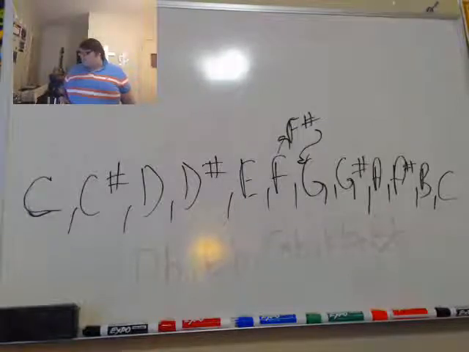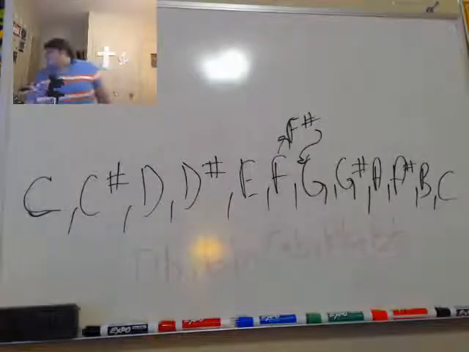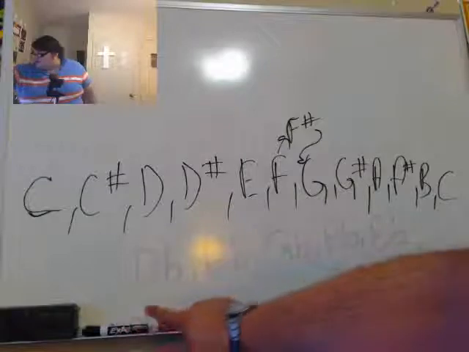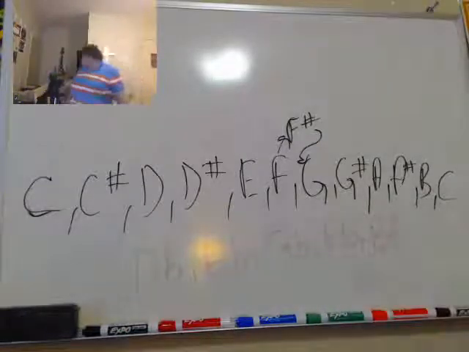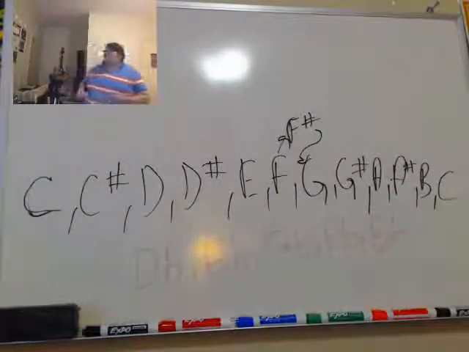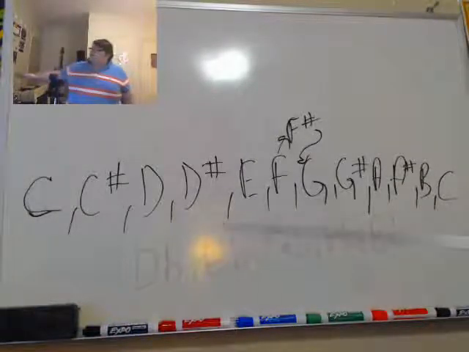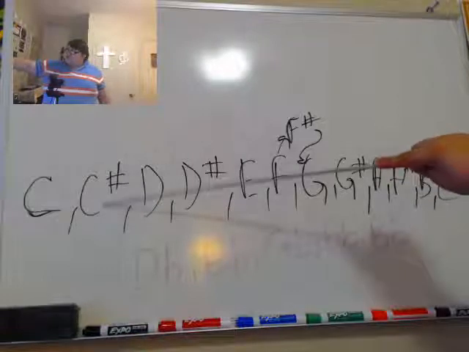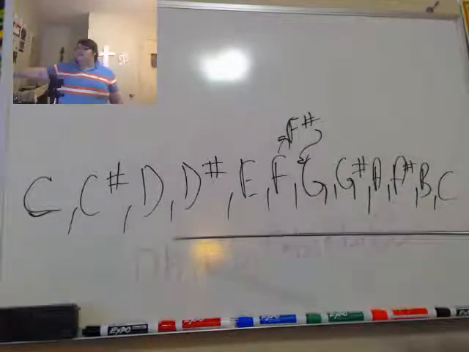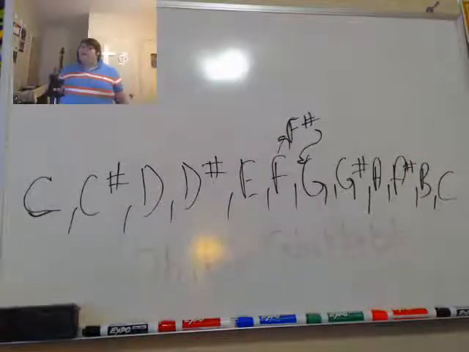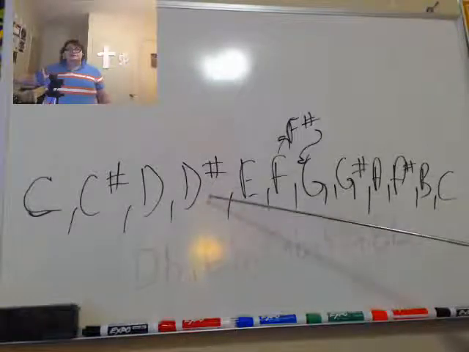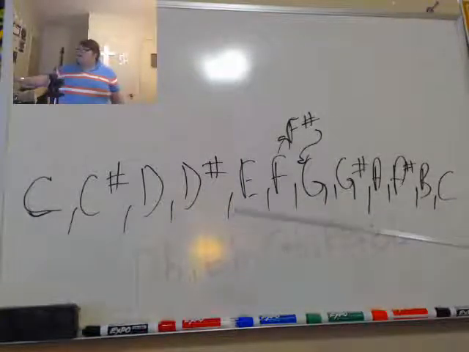So as I said, the flats, which you can see very, very lightly underneath here, are the flats. And the flats are the flat variations to the sharps. So C sharp is the same as D flat. And then we have D sharp is the same as E flat.